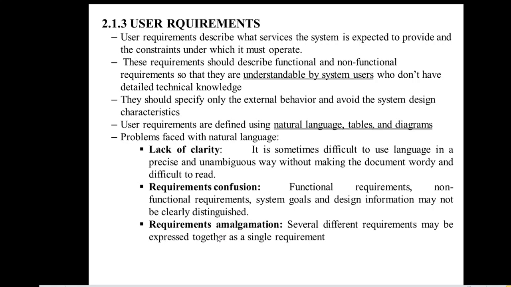So lack of clarity is that whenever you are using natural language to define the user requirement, there is a possibility of ambiguity in it. We need to avoid it. Next one is requirement confusion. We are collecting a lot of requirements here, functional requirements, non-functional requirements, and we are defining the system goals, a lot of things. So here we need to clearly distinguish all those things. We should not confuse them. Next is requirement amalgamation. Several requirements are collectively given as a single requirement. We need to define them elaborately.